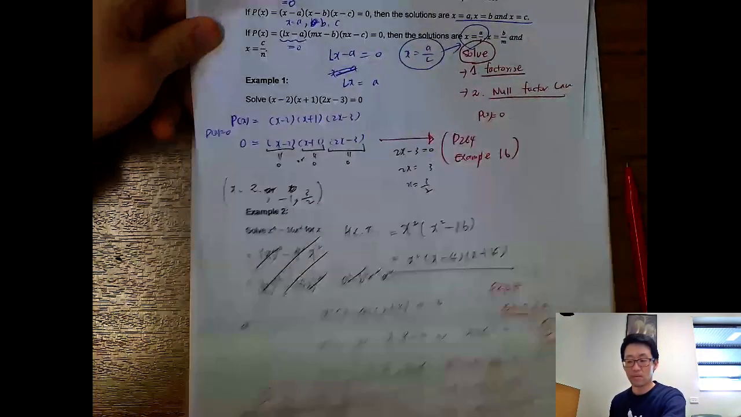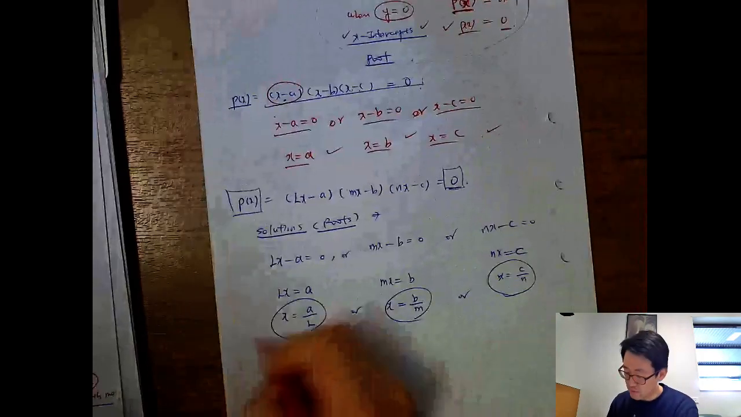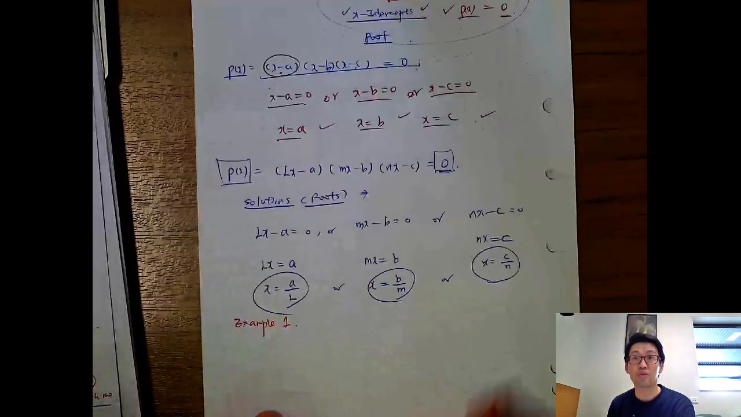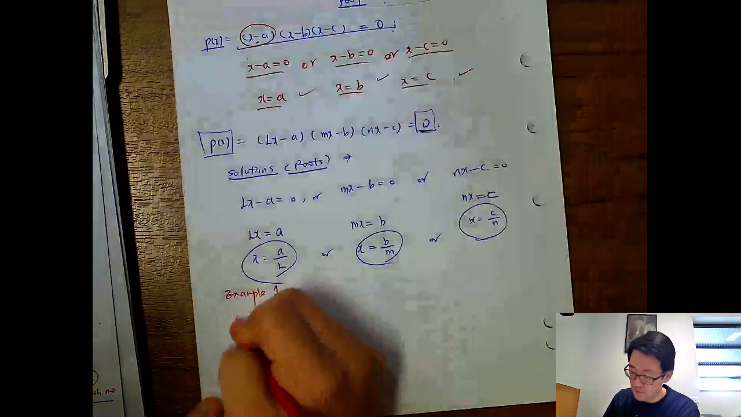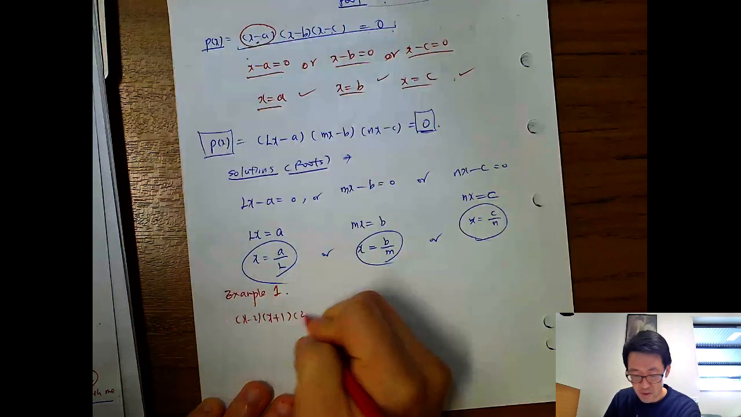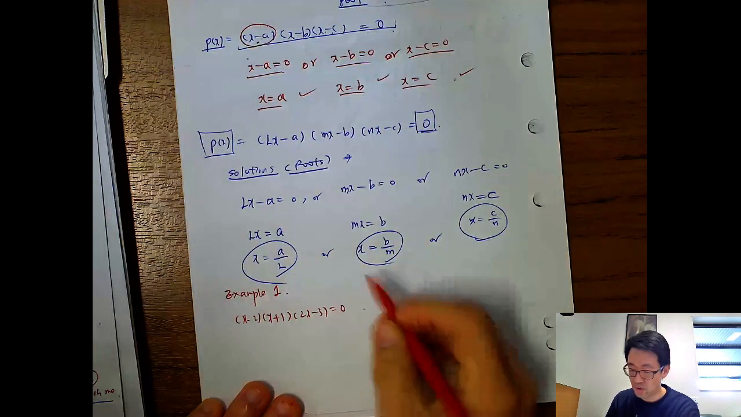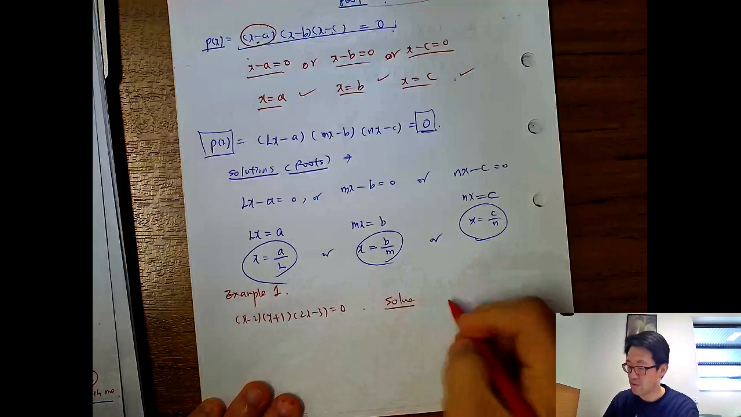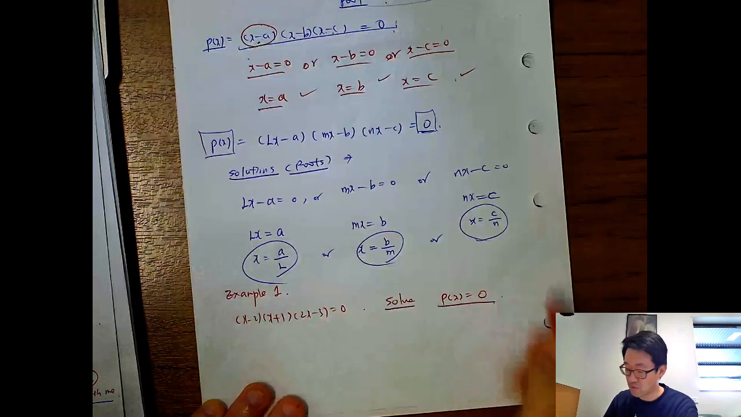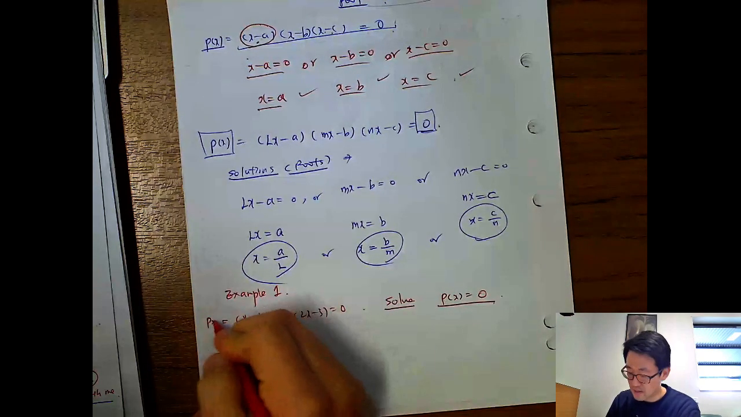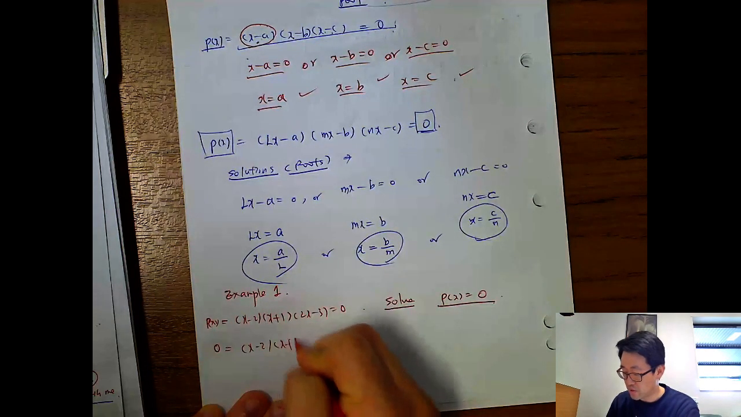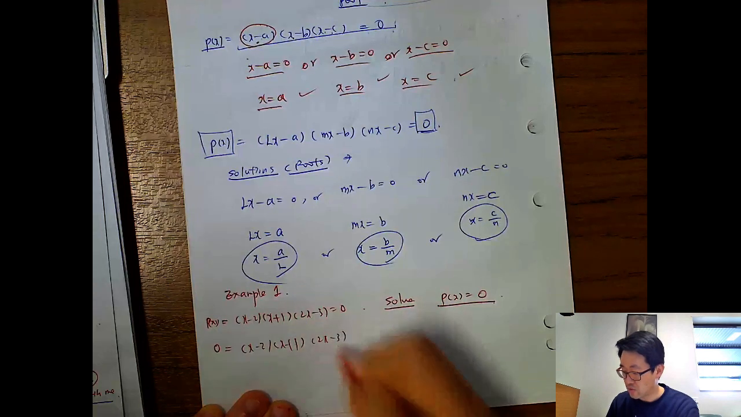Yeah, I'll go to example 1. I'll do this together with you guys. Solve (x minus 2)(x plus 1)(2x minus 3) equals 0. Therefore, solve, which means we'll make P(x) equals what? 0. Good job. P(x) equals 0. So that is P(x), and that is 0. 0 equals (x minus 2)(x plus 1)(2x minus 3). Good.